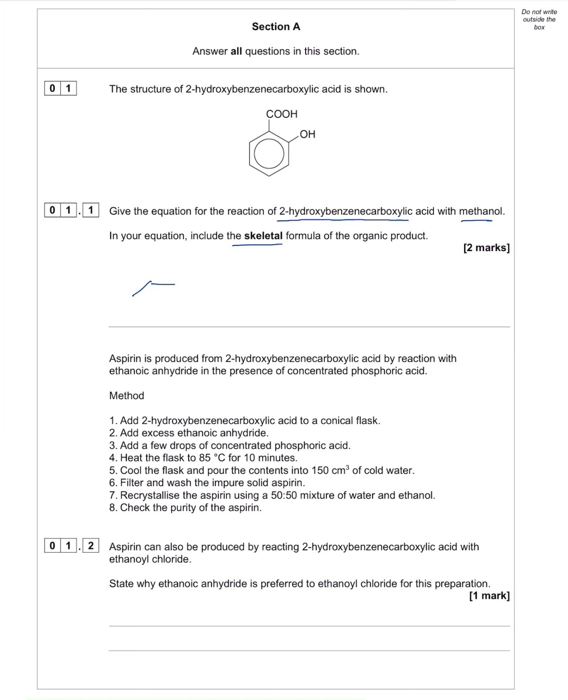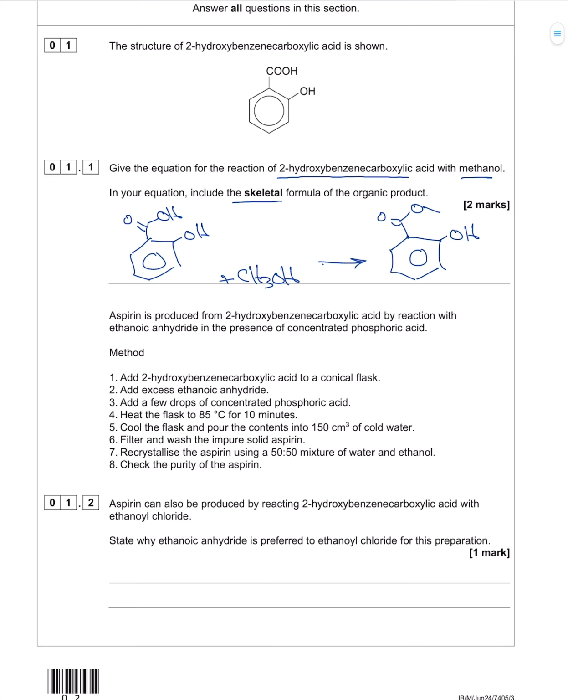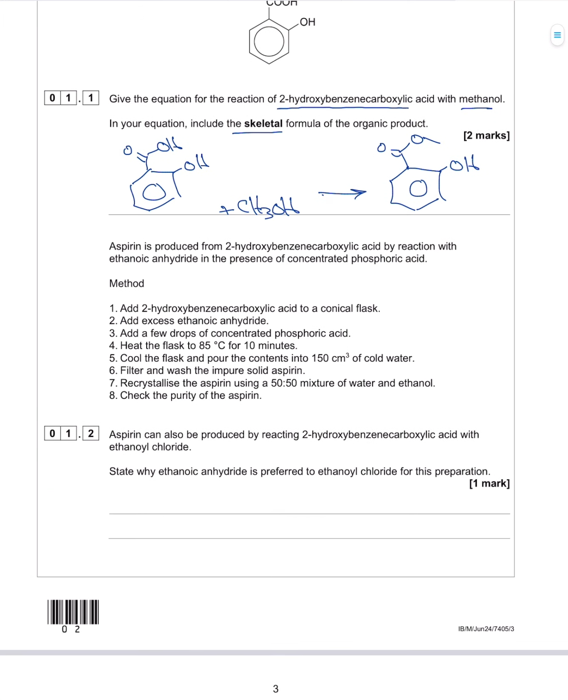So let's first draw the 2-hydroxybenzoic acid, and this is the 2-hydroxybenzoic acid, reacted with methanol to give the methyl ester, so a reaction between the carboxylic acid group and the hydroxyl group of the alcohol. So O-methyl, and this is now in the skeletal formula. Then after that, they give you the different steps and they start to ask you about the process and the usage of the different purifying methods.